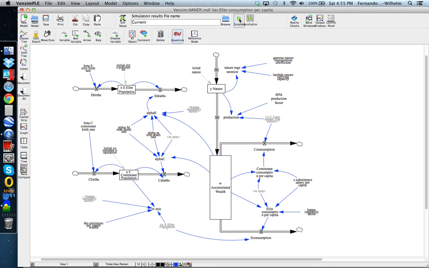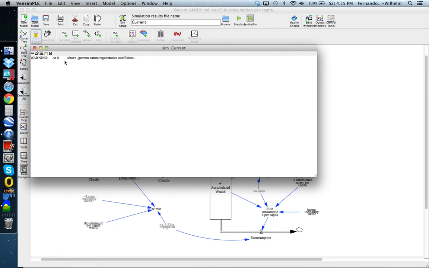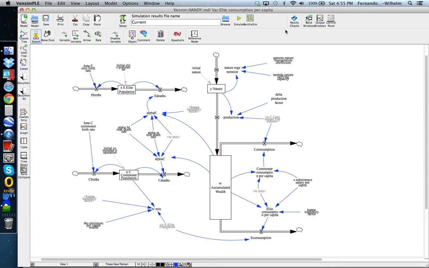Let's see, it's running. And for some reason, it's giving me this warning. I think it's running correctly. I can't see any error in the results.